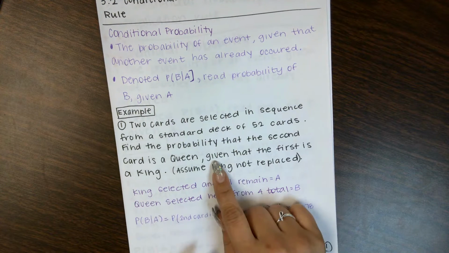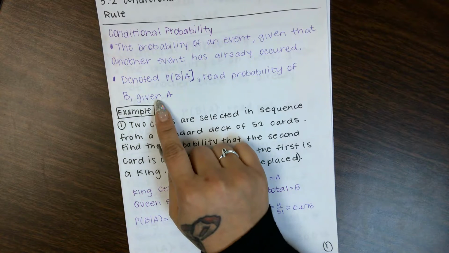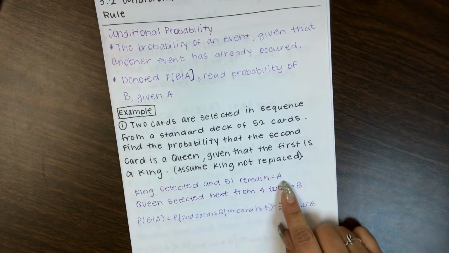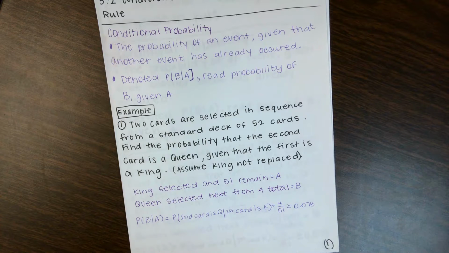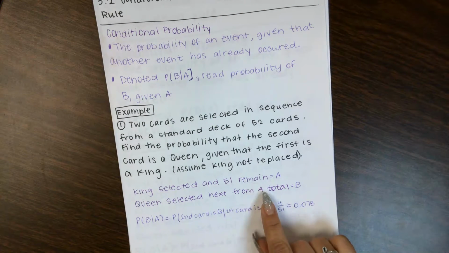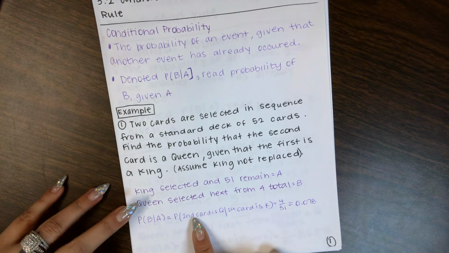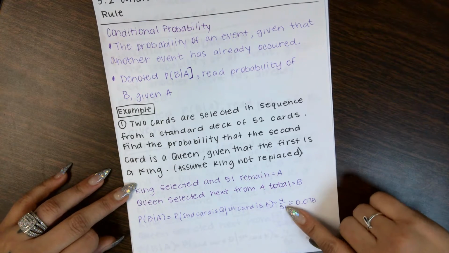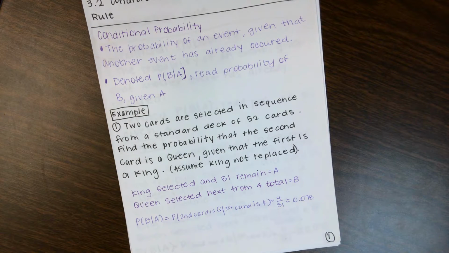When it said given that the first was a king, I like that it followed the same verbiage used here for the notation, because it said given A. So given that the first is a king, that told me my A was a king. I know that 51 cards would remain because the king was not replaced. The other event, what we're calculating, is if a queen is selected next, and there are 4 total queens. So we do the probability of B given A. B is the second card being a queen, given that our first card is a king. There are 4 queens out of 51 total cards because the king was not put back. Using the calculator, we got a 0.078 chance.